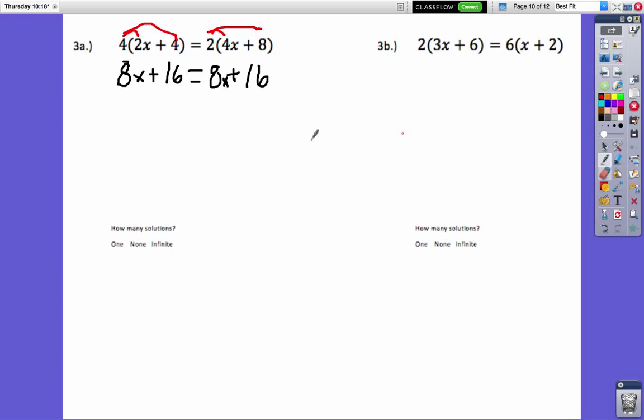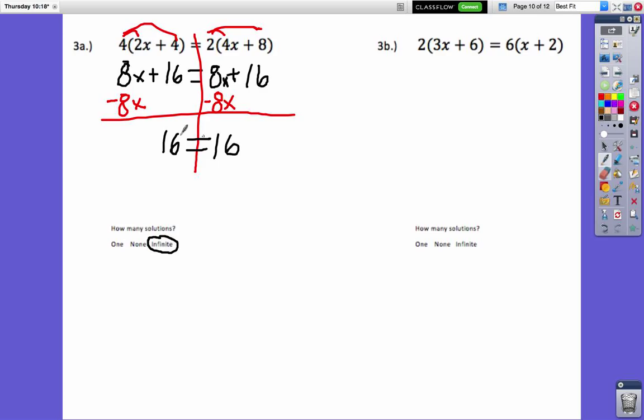If we want to keep going just to be sure, you can. So let's say we want to get rid of the variables on both sides. I'll subtract 8x from the left, subtract 8x from the right. And what you'll notice is that we're going to end up getting 16 equals 16. Whenever you're left with a statement like this where it is equal to itself, that means there are an infinite number of solutions. Any number that we plug in for x is going to be a solution. It's going to make both sides of the equation equal. Press pause and try 3b on your own.